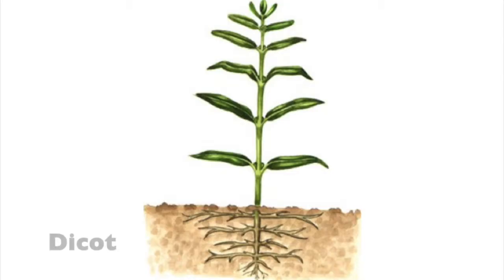So I think a good place to start this video is to first learn what exactly a dicot is. So what exactly is a dicot? A dicot is a name given to a group of flowering plants with specific characteristics that we will go into more detail later on in this video.